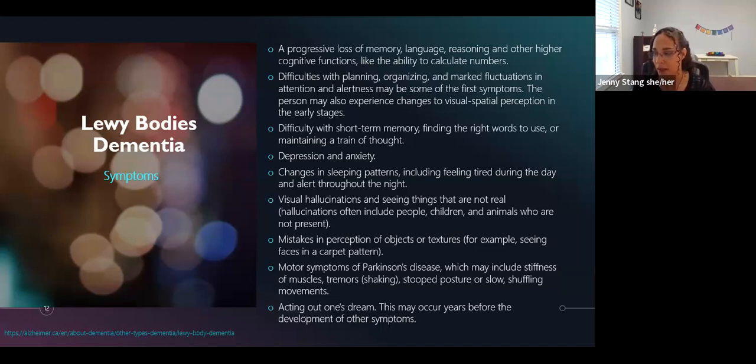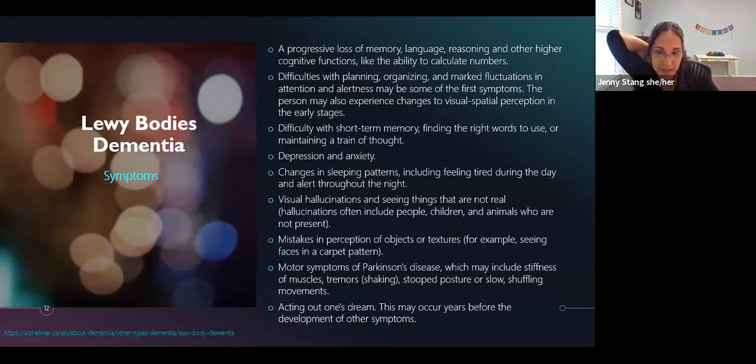Okay, so maybe they're misplacing things a lot of the time. Maybe they're not as alert or aware as they used to be. Maybe they are more easily distracted. Okay, the person might also experience changes in their vision and spatial perception in the early stages. Okay, difficulty with short-term memory, finding the right words to use, or maintaining a train of thought. They may experience depression and anxiety. There'll be changes in sleeping patterns, including a feeling of being tired during the day and alert throughout the night.